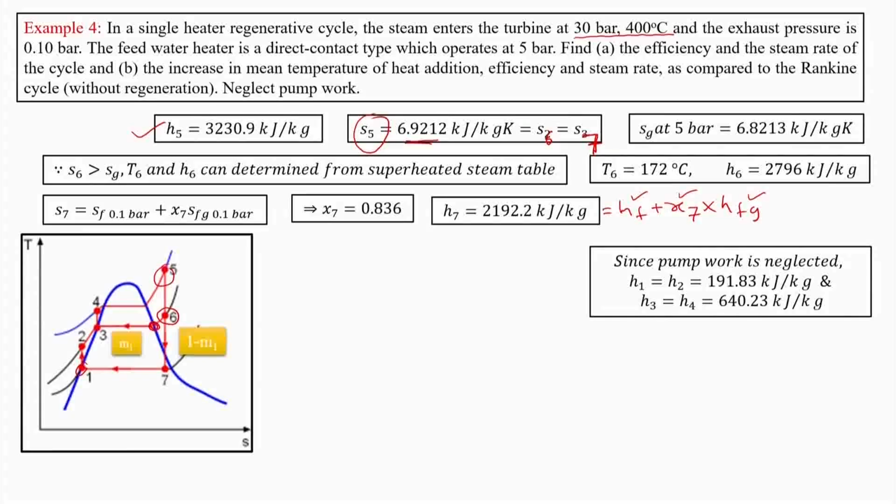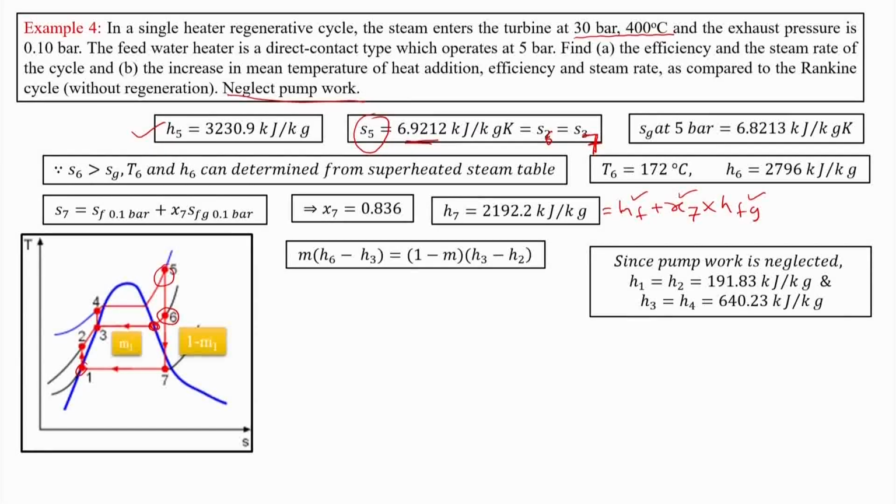Now we can know what is H1. H1 is the 0.1 bar saturation liquid enthalpy, and that is equal to H2, since we are supposed to neglect the pump work. So H1 is equal to H2 is 191. We are also neglecting the pump work where H3 is equal to H4, and then H3 is also known to us.